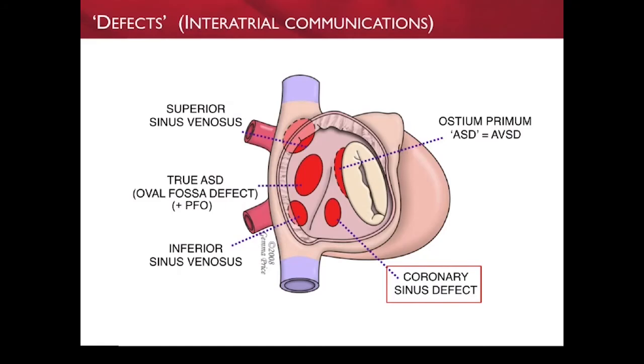And then finally, the coronary sinus defect, otherwise known as unroofing of the coronary sinus. And in order to understand this type of defect, you've really got to understand the anatomy of the normal coronary sinus and its relationship to the left atrial structures.